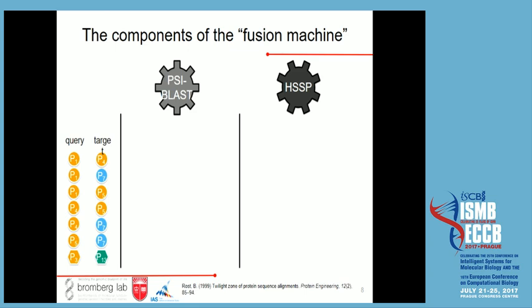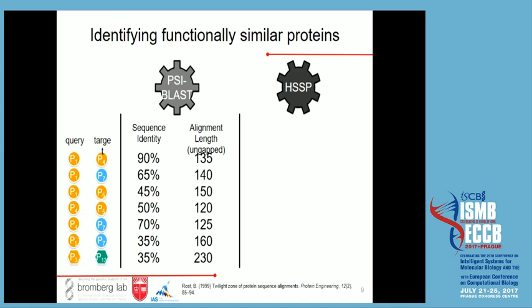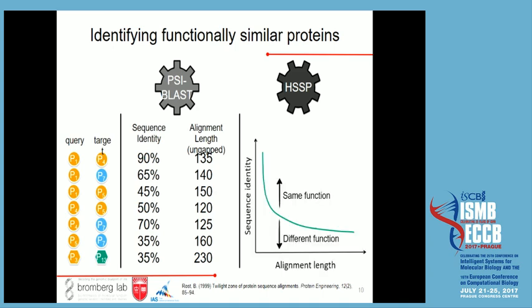So what we do is we take an all-against-all SciBlast, and we are specifically interested in two values, namely the sequence identity and the ungapped alignment length. Because what we are doing is we're taking HSSP, which is a measure that can help us assess whether two proteins are of the same function. So what HSSP does is it takes a pair of proteins and places it into a space that is defined by sequence identity and alignment length. And depending on where this protein pair falls, either above the curve or below the curve, it will tell us whether the function is the same or different.